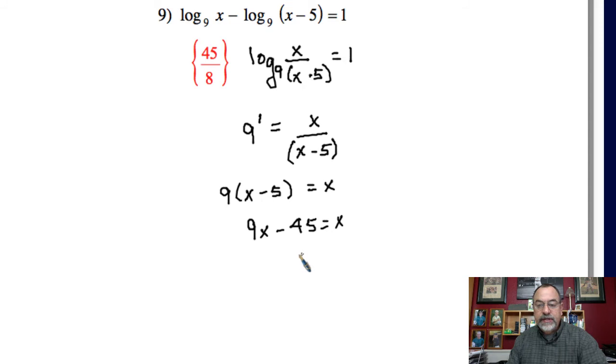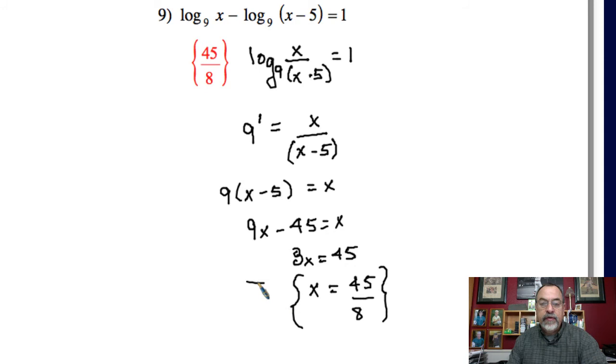I'm going to get x's on the same side and then divide by that. So x is 45 over 8, and that doesn't reduce, so we have our answer, 45 over 8.